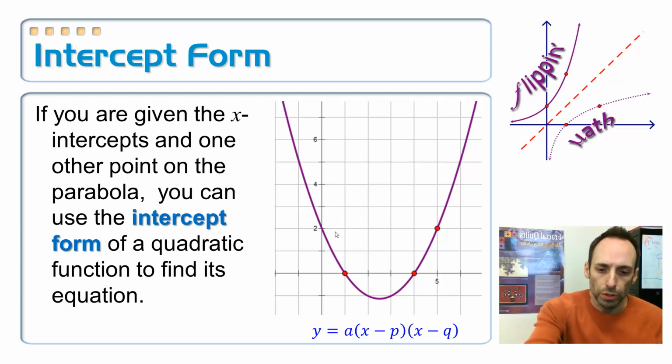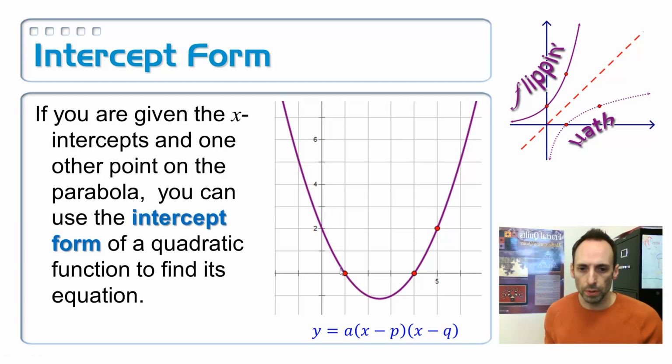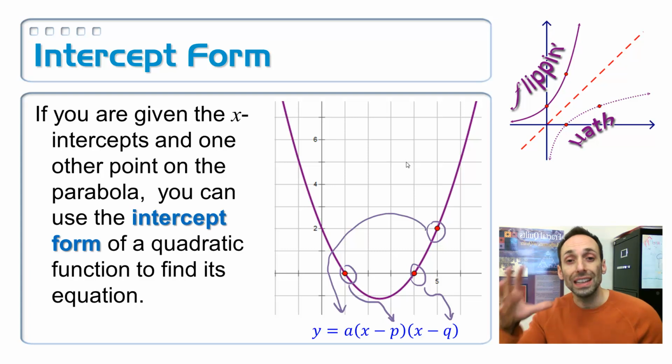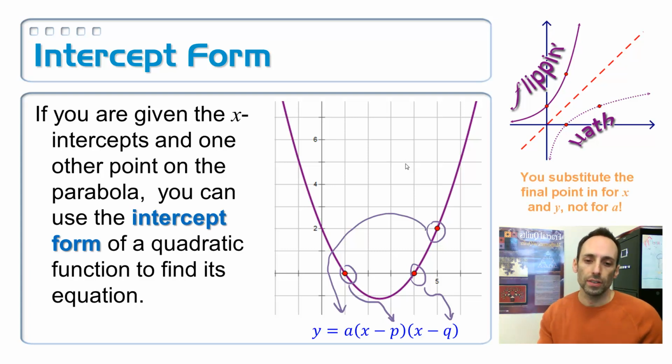On the first one here, this first x-intercept, I'd take that point and plug it in there, and I'd take this other x-intercept and plug it in there, and that would leave me with the a value. I get the a value by taking the third and final point and sticking it into the equation to find my a. Now you don't stick it in for a, stick it in for x and for y, and you try to find out what the a value is.